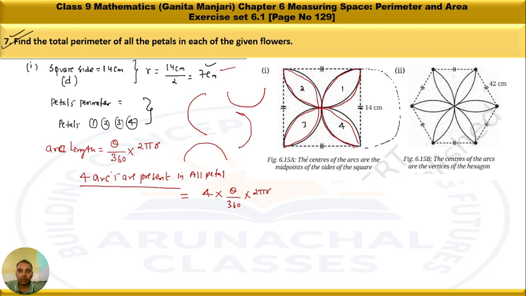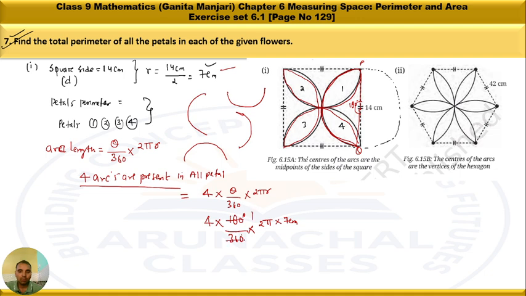Now if I consider any one arc, let us consider the arc here. From the center of the circle, the radius of the circle is 7. The angle subtended at the center of the circle by this arc, from point P to point Q, is 180 degree. So 4 multiply with 180 degree divided by 360 degree multiply with 2 pi r. r is given as 7 centimeter.